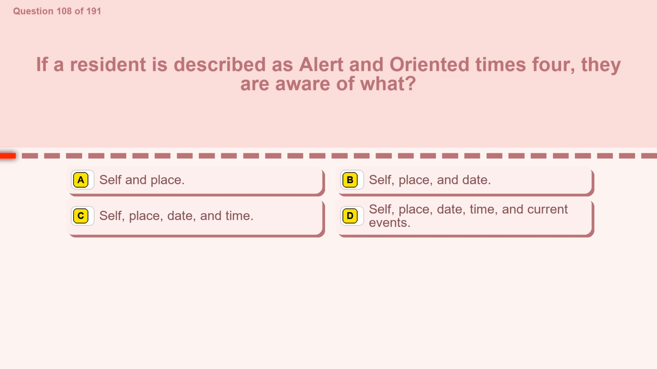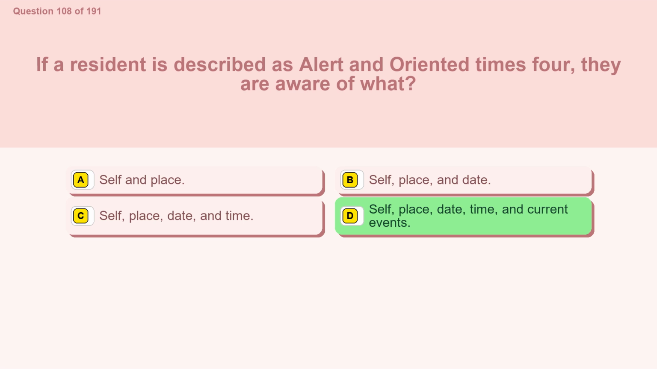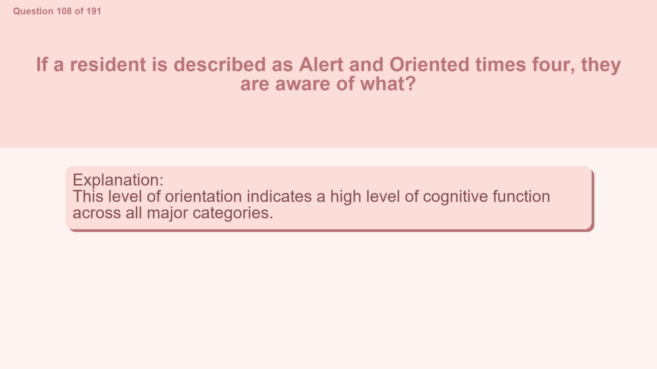Question 108. If a resident is described as alert and oriented times 4, they are aware of what? Option A, self and place. Option B is self, place, and date. Option C is self, place, date, and time. Option D is self, place, date, time, and current events. The correct answer is option D, self, place, date, time, and current events. This level of orientation indicates a high level of cognitive function across all major categories.